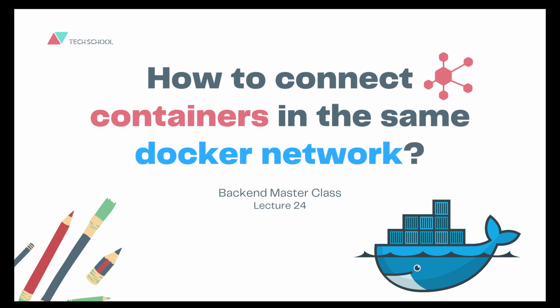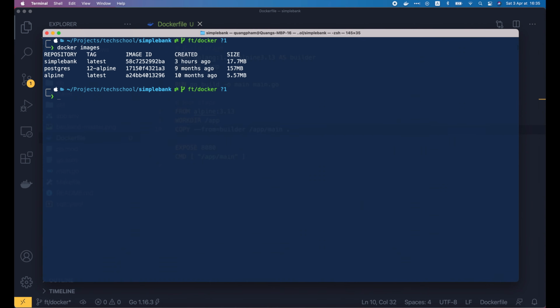In the previous lecture, we've learned how to build a minimal Docker image for our Golang application. The image we built was pretty small, just 17.7 megabytes. However, I'm not sure it's gonna work well or not because we haven't tried to run it yet. So let's do that now.